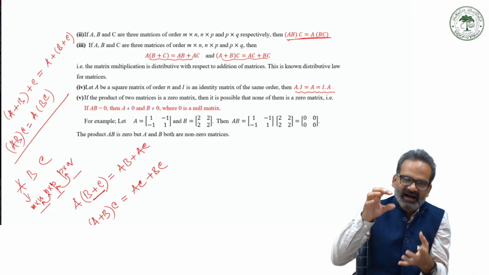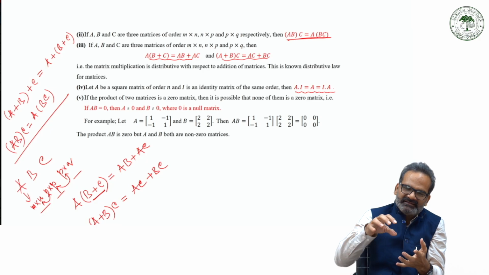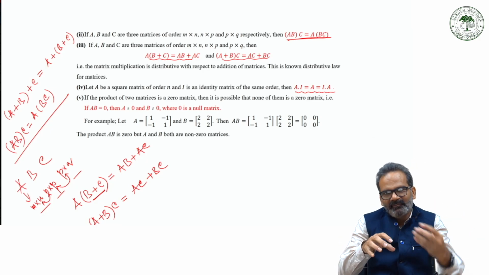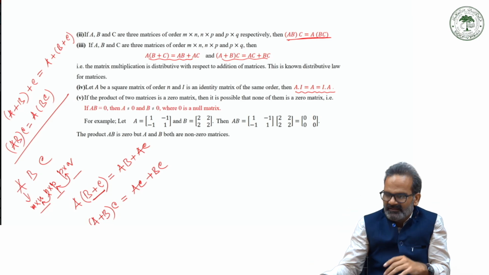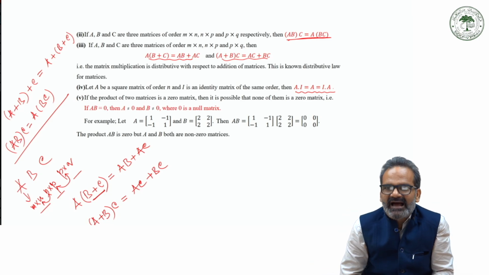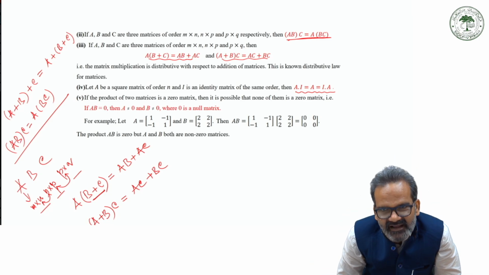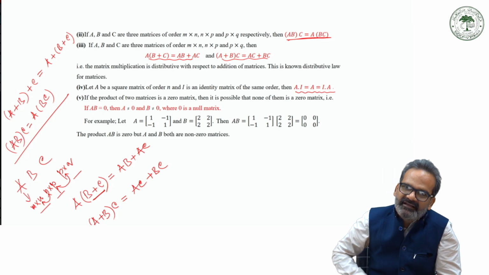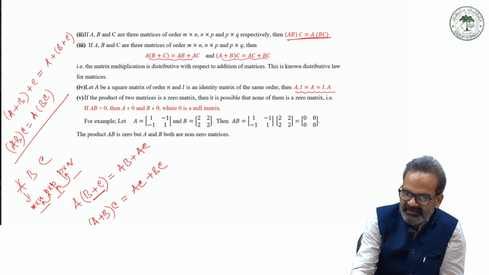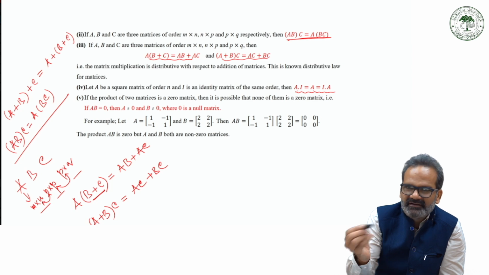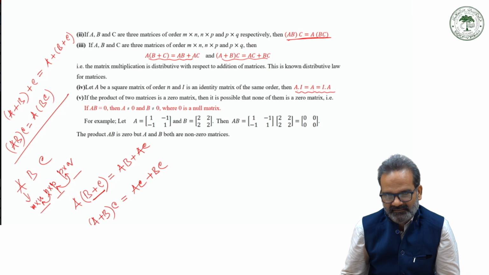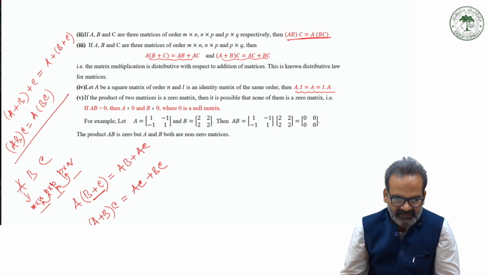Clear? Identity matrix is a matrix which, when any other matrix is multiplied with it, the matrix remains the same. So A is a matrix, I is an identity matrix. I will be treated as identity matrix. If A is multiplied with I, A should remain the same. So A into I is A, or I into A. In both ways, it's true. So I is called an identity matrix.